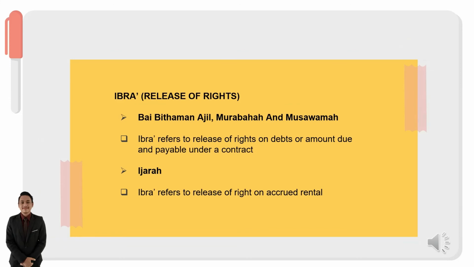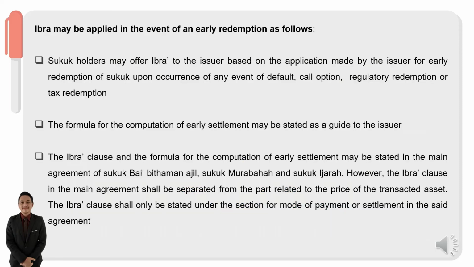Okay, next, ibra' or release of rights. For the contracts of bai' bithaman ajil, murabahah and musawamah, ibra' refers to release of rights on debts or amounts due and payable under a contract. For the ijarah contract, ibra' refers to release of right on accrued rental. Now we look at how ibra' can be applied in the event of early redemption.